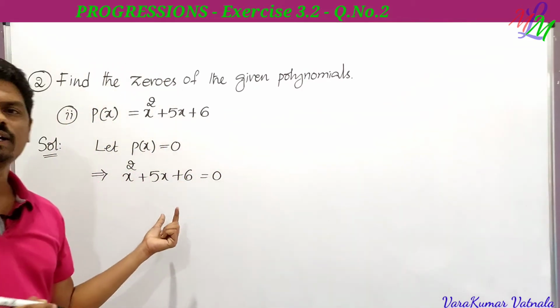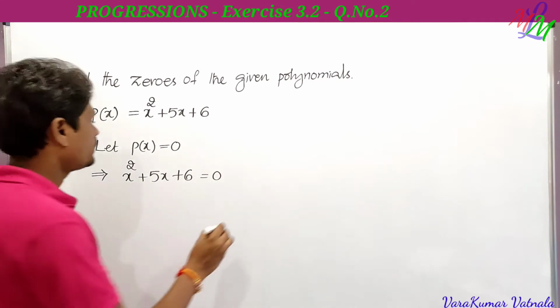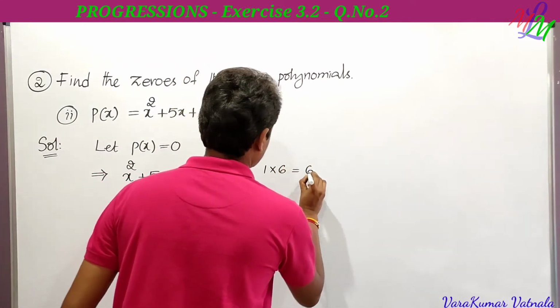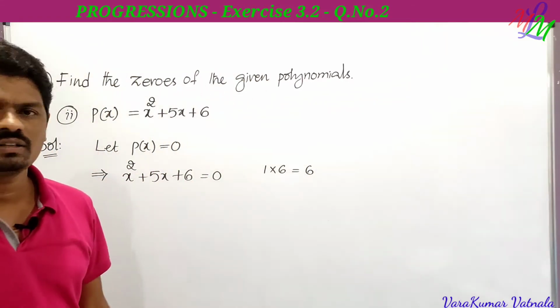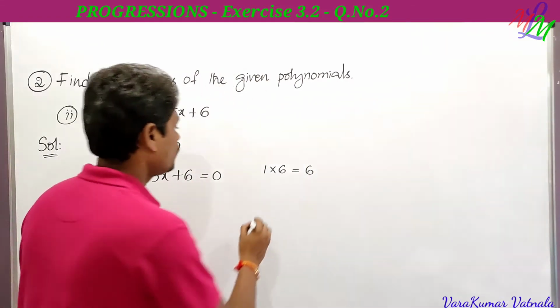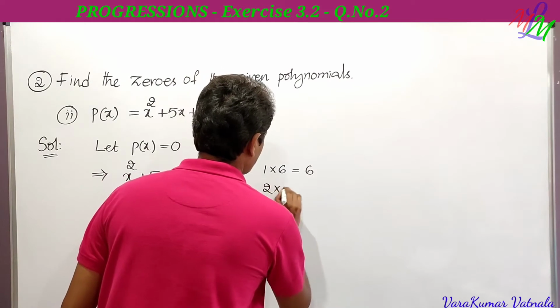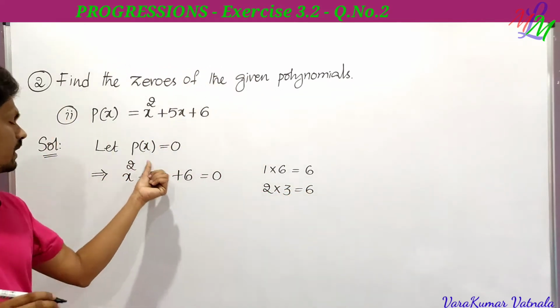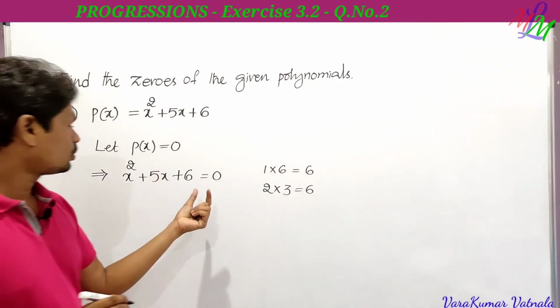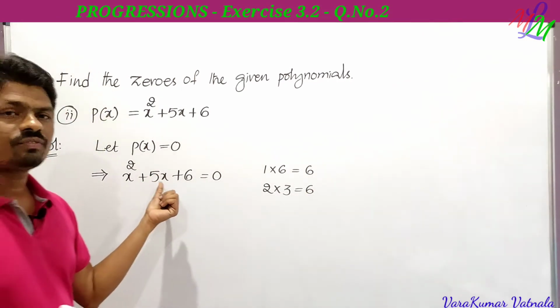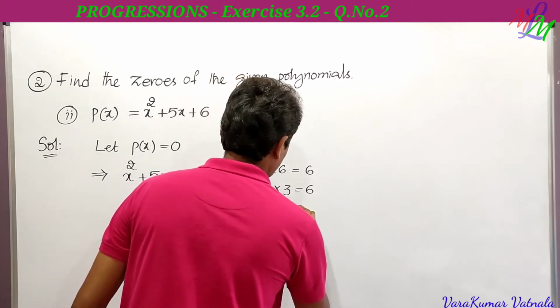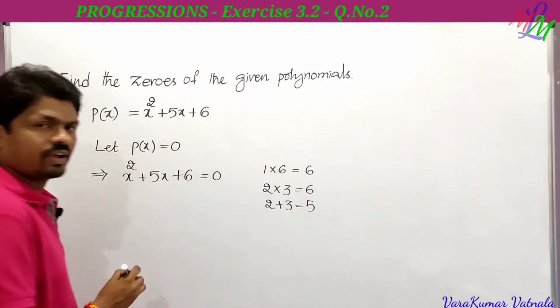So now we have to find the factors. The coefficient of x square is 1 and the constant is 6. 1 into 6 is equal to 6. Now we have to find the factors for 6. So we can write 2 into 3 is equal to 6. Yes, but their sum should be the coefficient of x, that is 2 plus 3 is equal to 5. So here 2 and 3 are the factors.